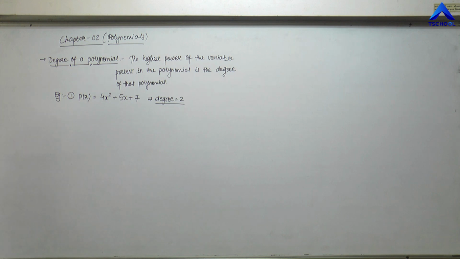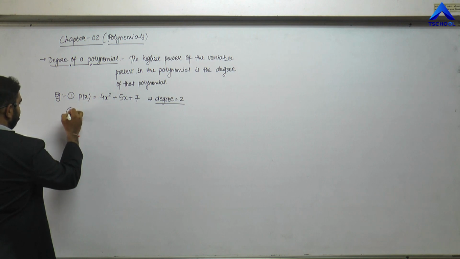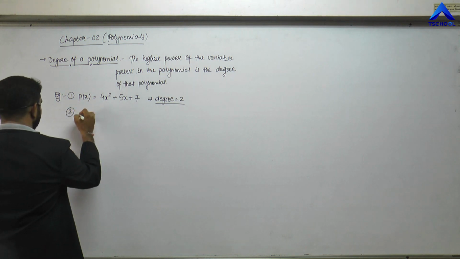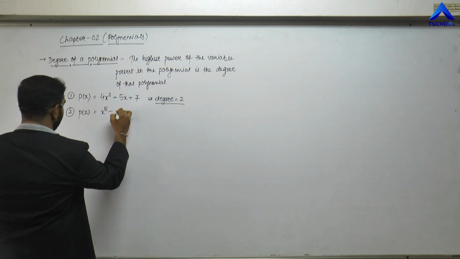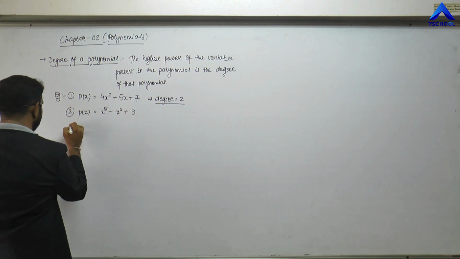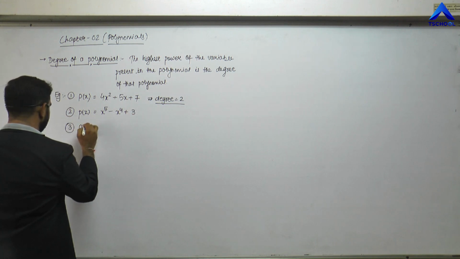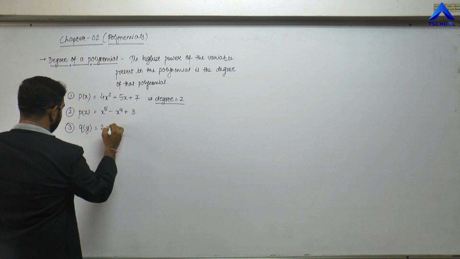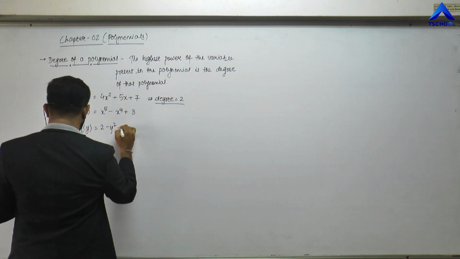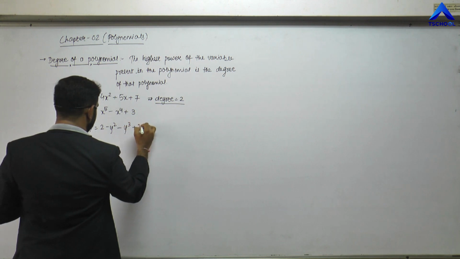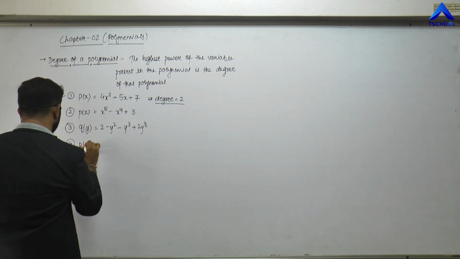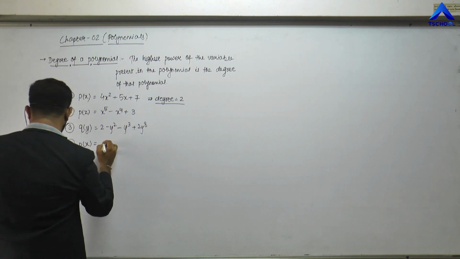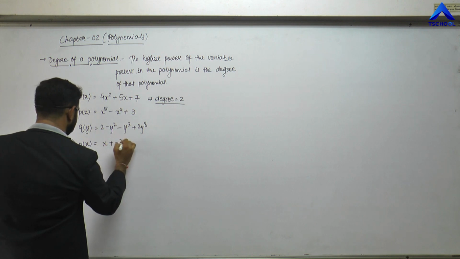Okay, I have some more examples here with me. Let us quickly see the degrees of these polynomials, and then we shall move further. P of x is x raised to 5 minus x raised to 4 plus 3. The third one is q of y is equal to 2 minus y square minus y cube plus 2y raised to 8. The fourth one I have is p of x is equal to x plus x square plus pi.